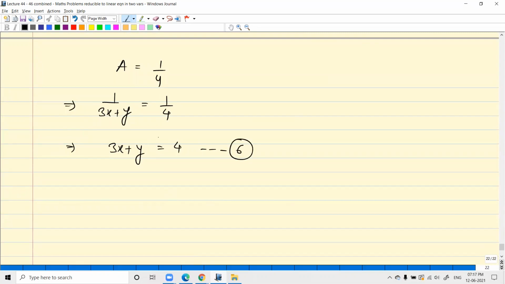So after doing all that hard work, we have got another linear equation in two variables: 3x plus y is equal to 4. Same way, b is 1 by 2. So 1 by 3x minus y is equal to 1 by 2.